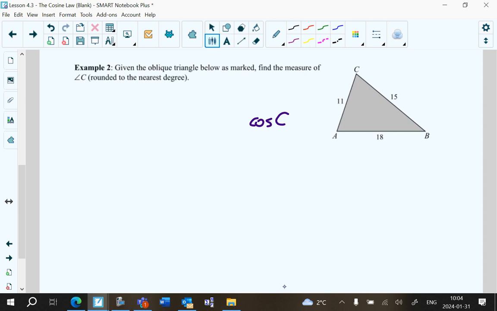If this is at the end, which of the sides goes here? Little c, which is 18. Now that you've got that one, you can fill in the rest. This must be 11 squared plus 15 squared minus 2 times 11 times 15.